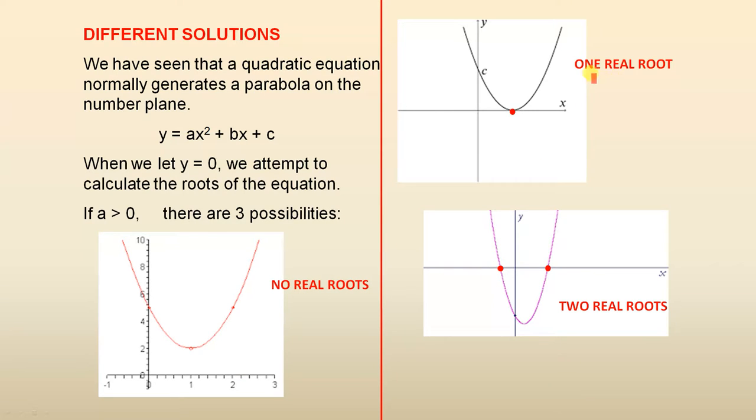The next possibility, there is one real root. The parabola has this orientation because a is greater than 0. However, it touches the x-axis at one point only. That's why there's one real root. And the third possibility, the parabola has this orientation and it touches the x-axis in two places, so it has two real roots.